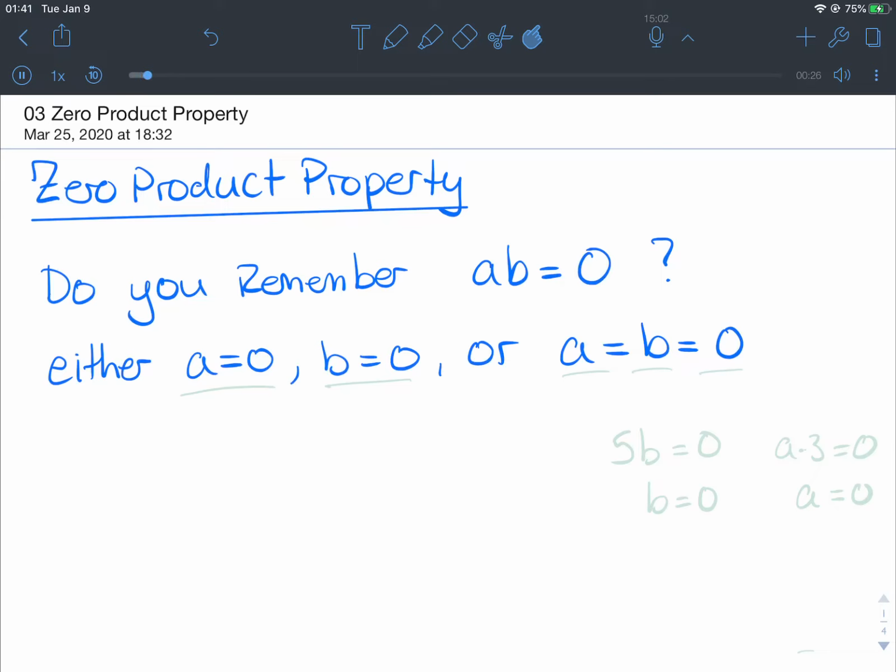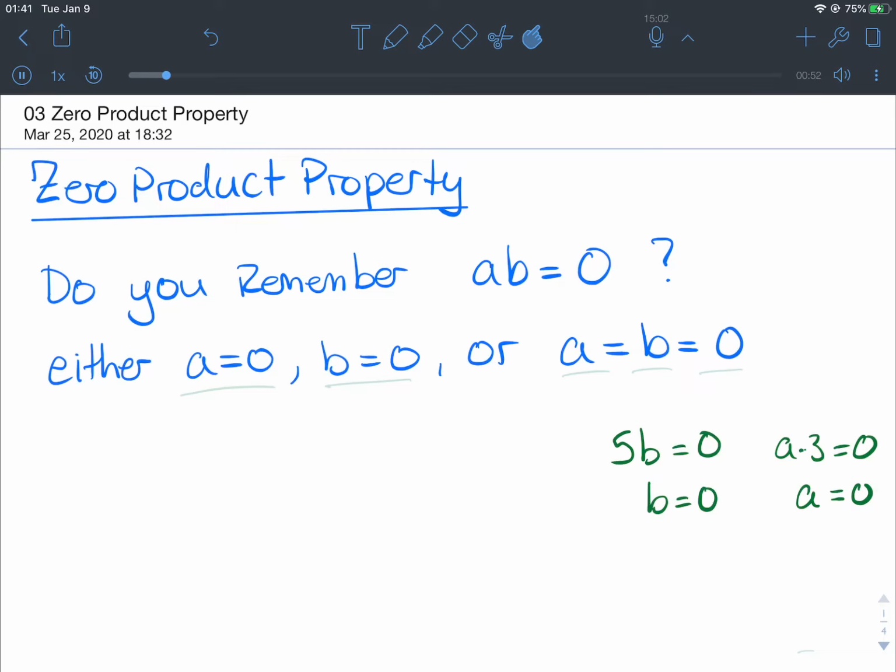So what if A is 5? 5 times what is 0? In that case, B would have to be 0. Well, let's say we don't know A, but we know B. Let's say B was 3. So it would be A times 3 equals 0. Well, what times 3 is 0? Therefore, A would have to be 0.